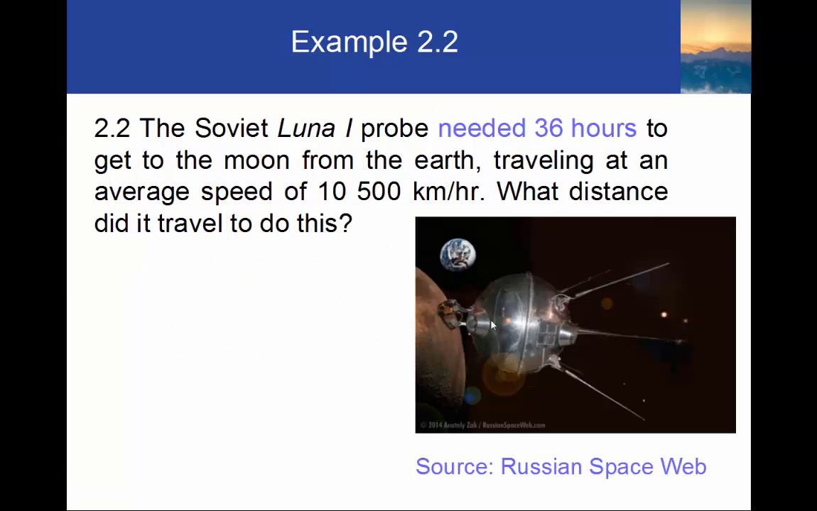It turns out, by the way, that there is slightly more to it than just that number for the distance, that the moon is in more or less an elliptical orbit around the Earth. So the distance is variable, but that is roughly what the correct average distance is.